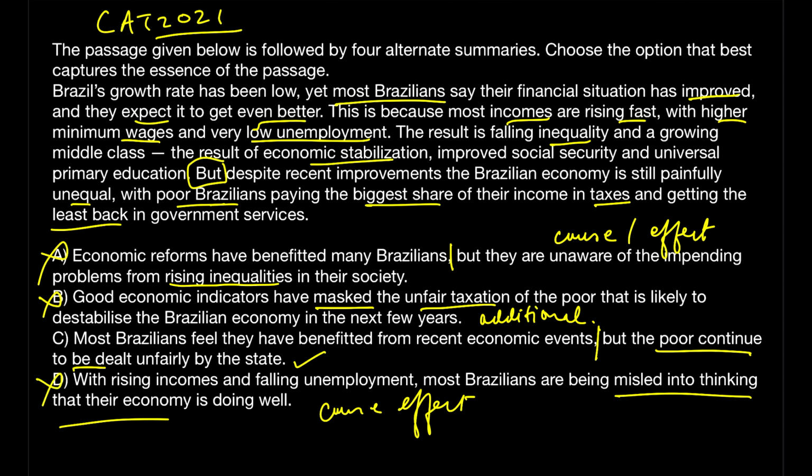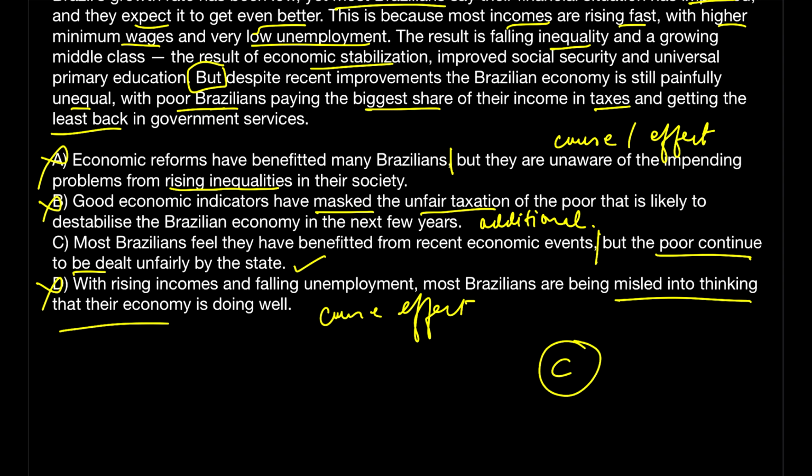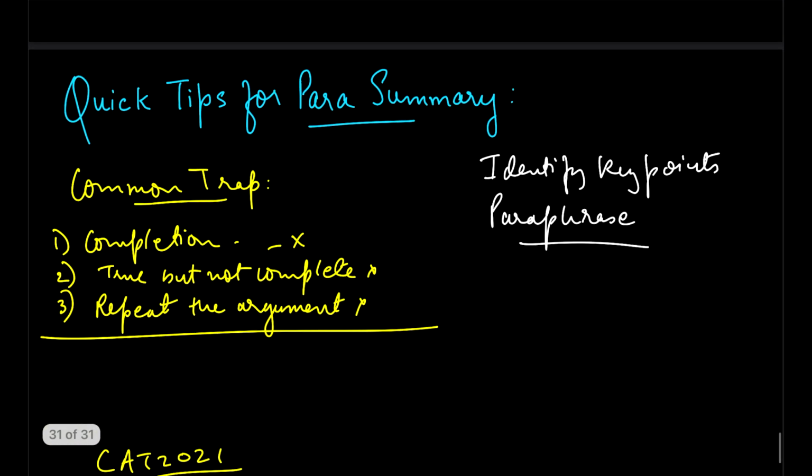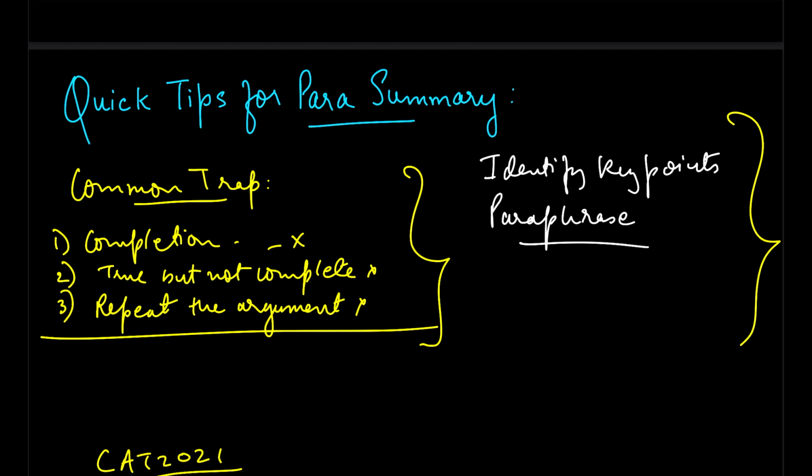So therefore, we'll finalize our answer as option C in this case. So always remember, avoid these three traps and follow these two rules while solving the para summary questions. Practice a little more on this so that you become an expert pretty soon, and you're able to increase your accuracy by doing these questions correct in the examination.